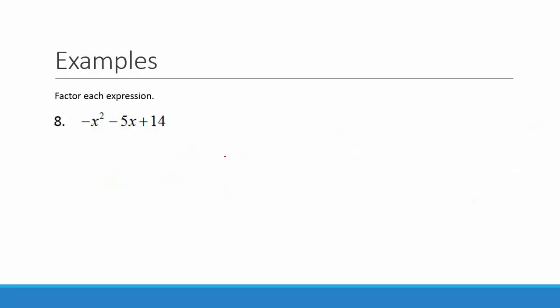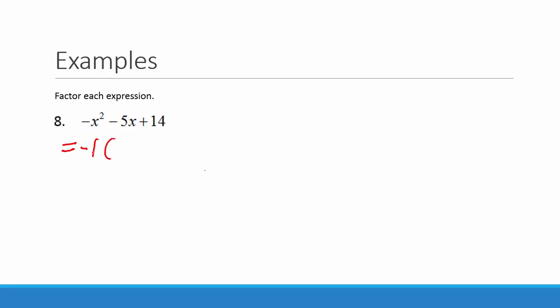This problem has a negative in front of the x squared term. Recall to factor trinomials in the way that we've learned in this chapter, the coefficient in front of the x squared term must be 1. In this case, it's a negative 1. So in order to factor this further, we need to factor out a negative 1 from all of the terms. So we'll put a negative 1 on the outside of the parentheses.